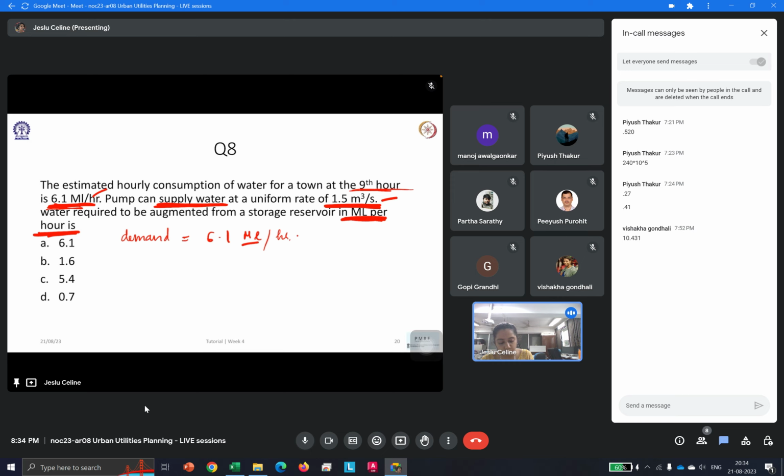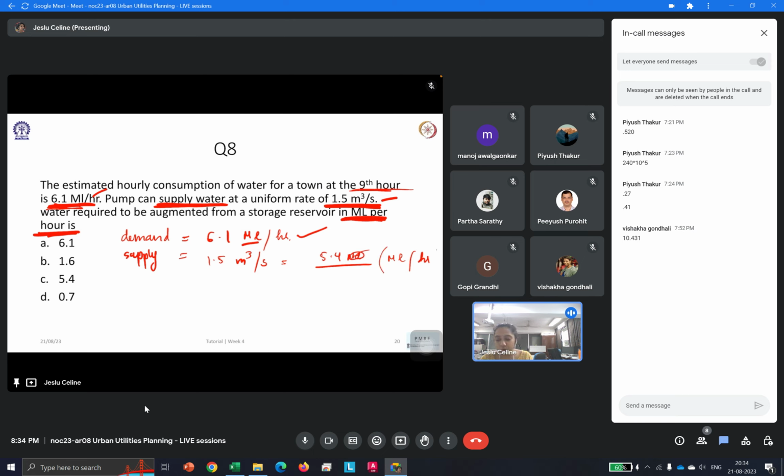So this is okay. Now what is the supply? Our supply is around 1.5 meter cube per second. Now we need to convert this into million liters per hour. Can we do that conversion? Meter cube into liters, so into 1000, second into hours, so again into 3600. That will be 5.4 million liters, so 5.4 million liters per hour.